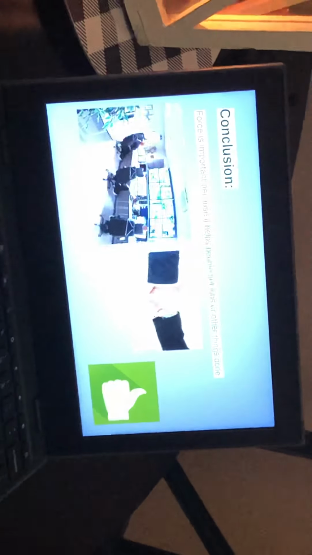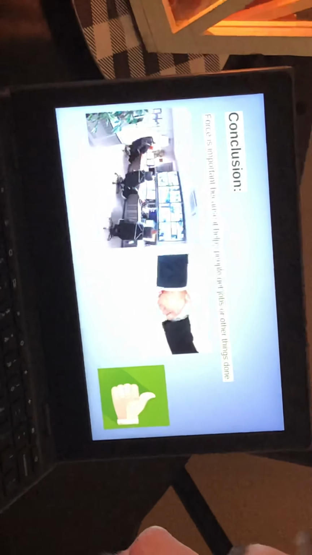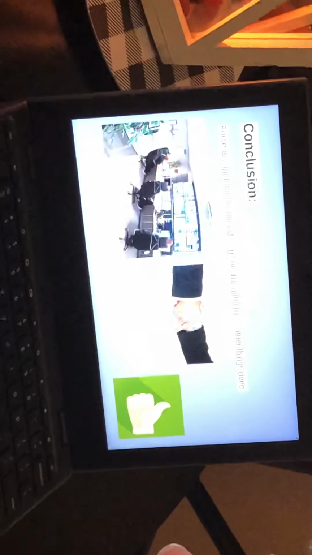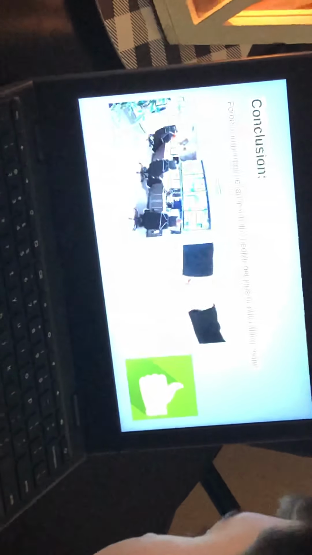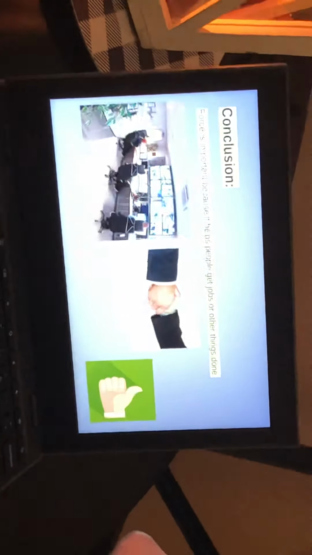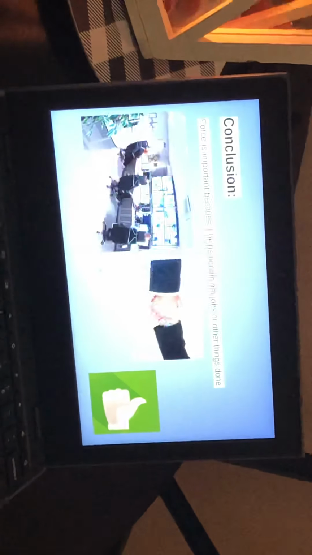And finally, conclusion. Force is important because it helps people get jobs or other things done. So we have some people working, getting things done, a handshake for good communication on important jobs, and a thumbs up for how we get things done with force, and about gravity, pull, push, and all that is about force.